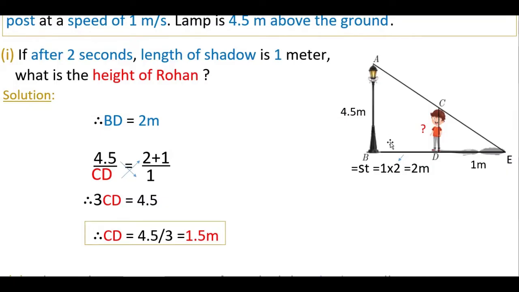Now apply the similarity: corresponding side ratios are equal. Here 4.5 meters is the side of the big triangle, and the corresponding side is CD. So 4.5 by CD is equal to 2 plus 1, that is 3, by the corresponding side of the small triangle, 1 meter, that is 1. Cross multiplying, 3 CD is equal to 4.5, so CD is equal to 4.5 by 3, that is 1.5 meters. So the height of Rohan is 1.5 meters, that is CD. Like this, you can minimize the steps.